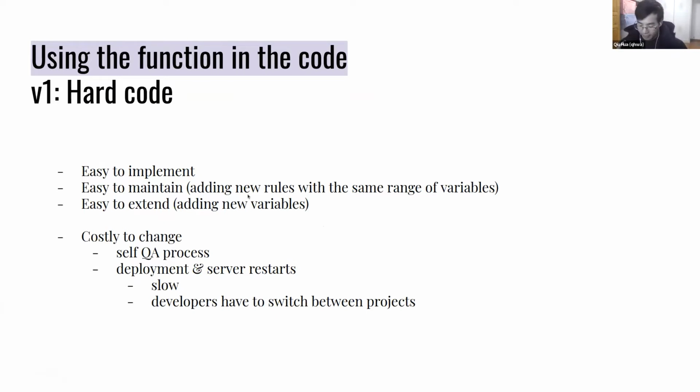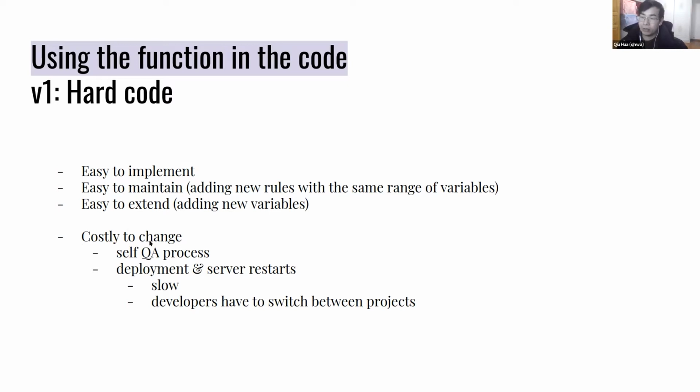We hard code the formula, the function, in the code. So it works. It's very easy to implement, and it's very easy to maintain when we want to add some new rules with the same range of variables. If the new rules follow the same pattern and there are no new variables, it's very easy to just copy and paste. And it's very easy to extend because it's just inside the code. So if we want to add new variables, it's very easy to modify this function.